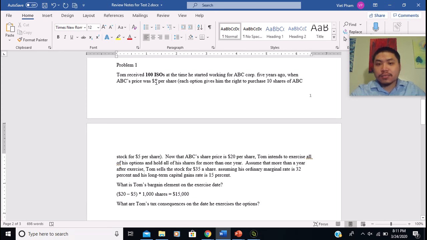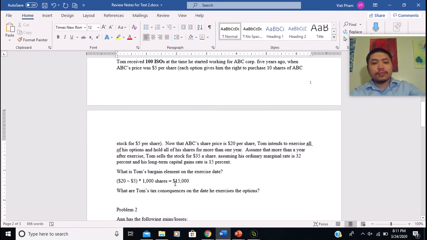at the ordinary tax rate. Given that, now we know the answer. Since Tom has ISO, he doesn't have to pay any tax on his exercise date. So it's going to be $0 tax.